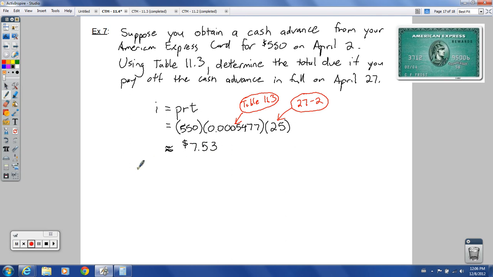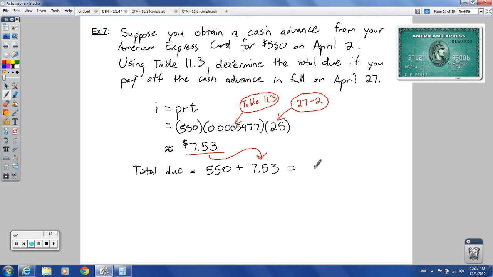And so what's the total due? You're going to pay it off in full on April 27. The total due is $550 plus $7.53. Now let's underline this in red and just make a little mark here.